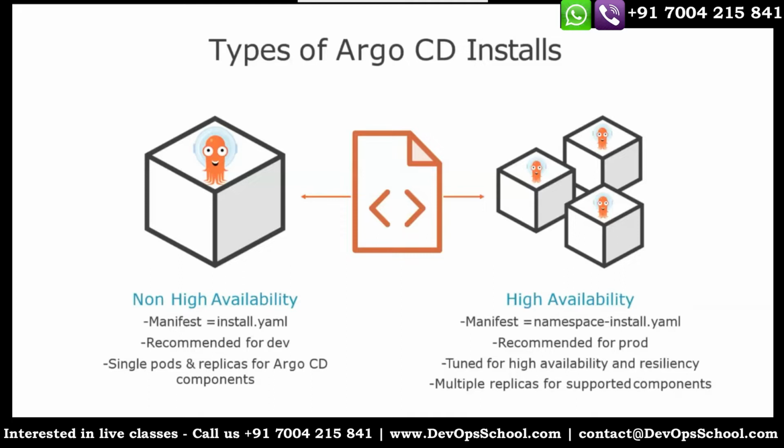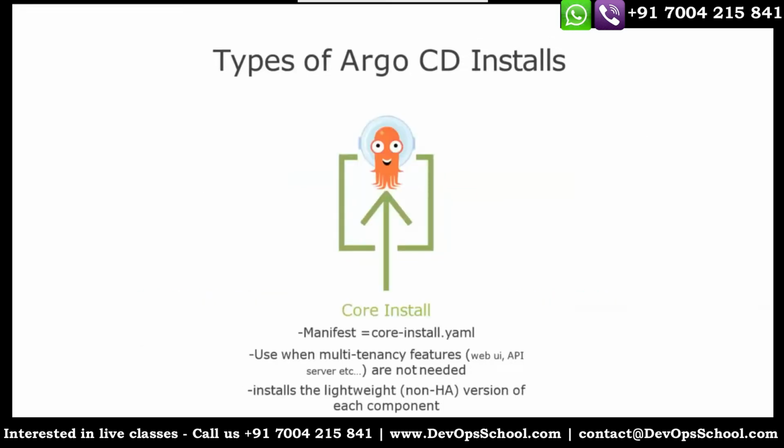So as part of this install.yaml, you will get a single pod for each of the Argo CD components. But as part of this namespace-install.yaml, tuned for high availability and resiliency, you get multiple replicas for the supported components. So that's the two types of install you will have.